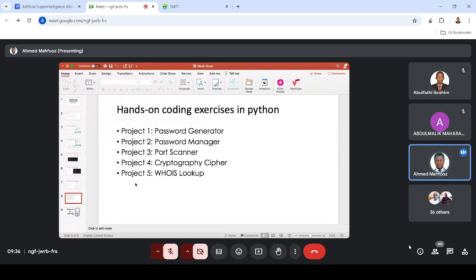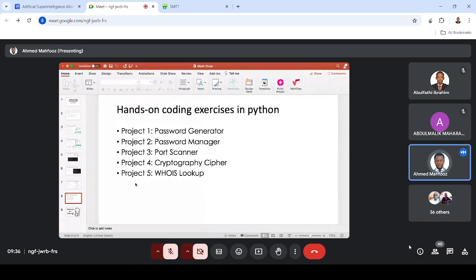The symbols must include symbols also. So you can write a code that will manage the password also. You can write a simple code in Python that can scan ports. Each node on your system has a port. So you can write a script that will scan all the ports to monitor incoming and outgoing packets.